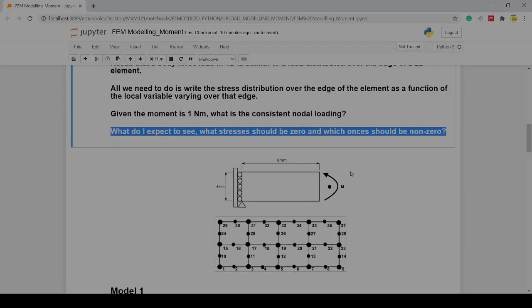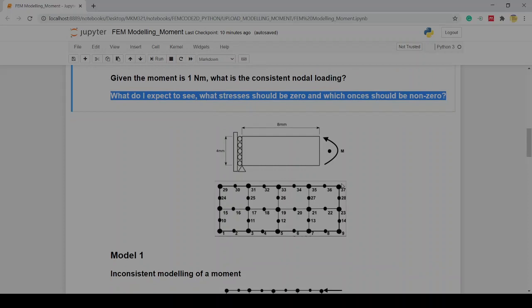So the question we have to ask ourselves is, we want to have 1 Newton meter, what is the loading that we expect to see here? What is the force that we must be pushing and pulling with so that we have a 1 Newton meter moment? Well, first off, we need to ask ourselves, what is the distance from here to here? That distance is essentially 2 millimeters. If the total distance is 4 millimeters, then that distance is 2 millimeters.